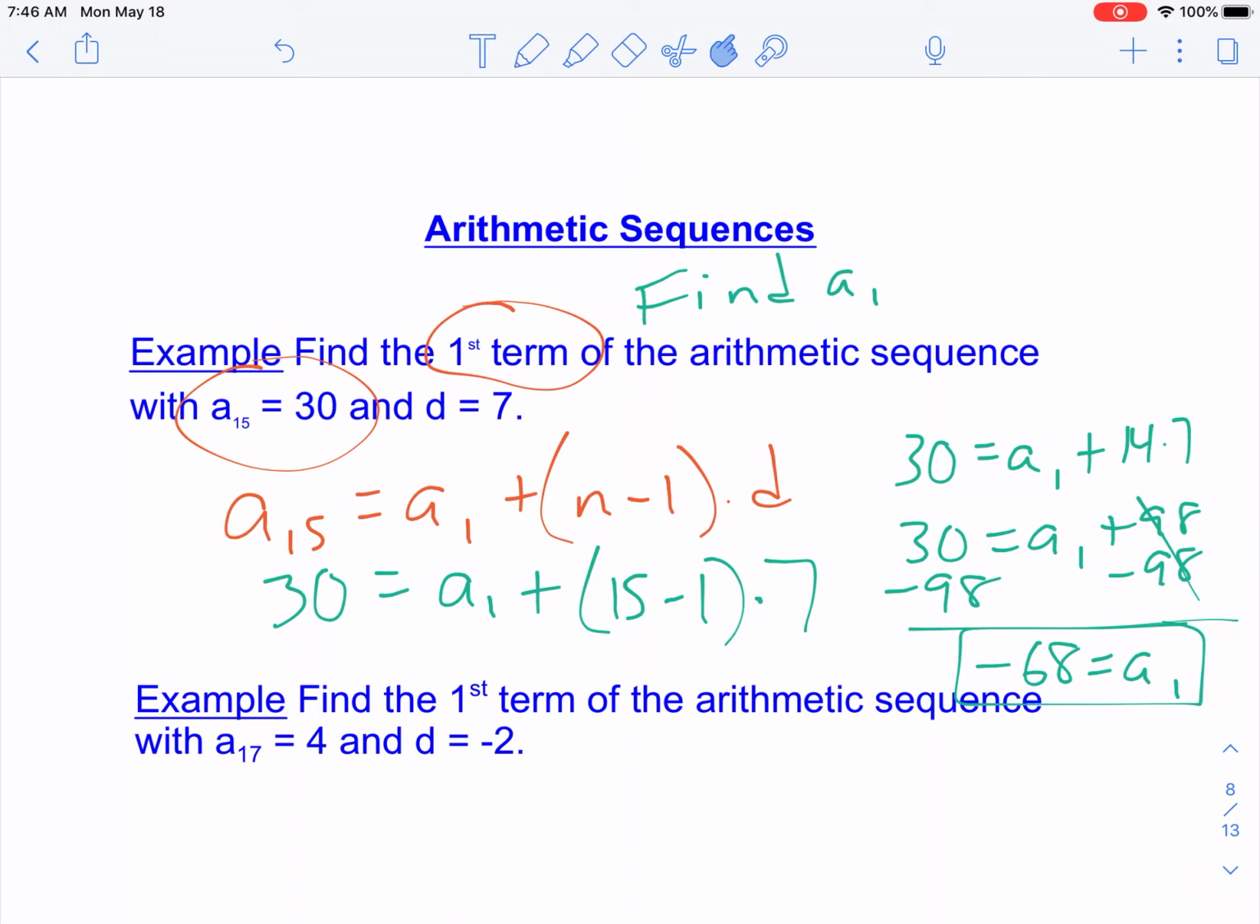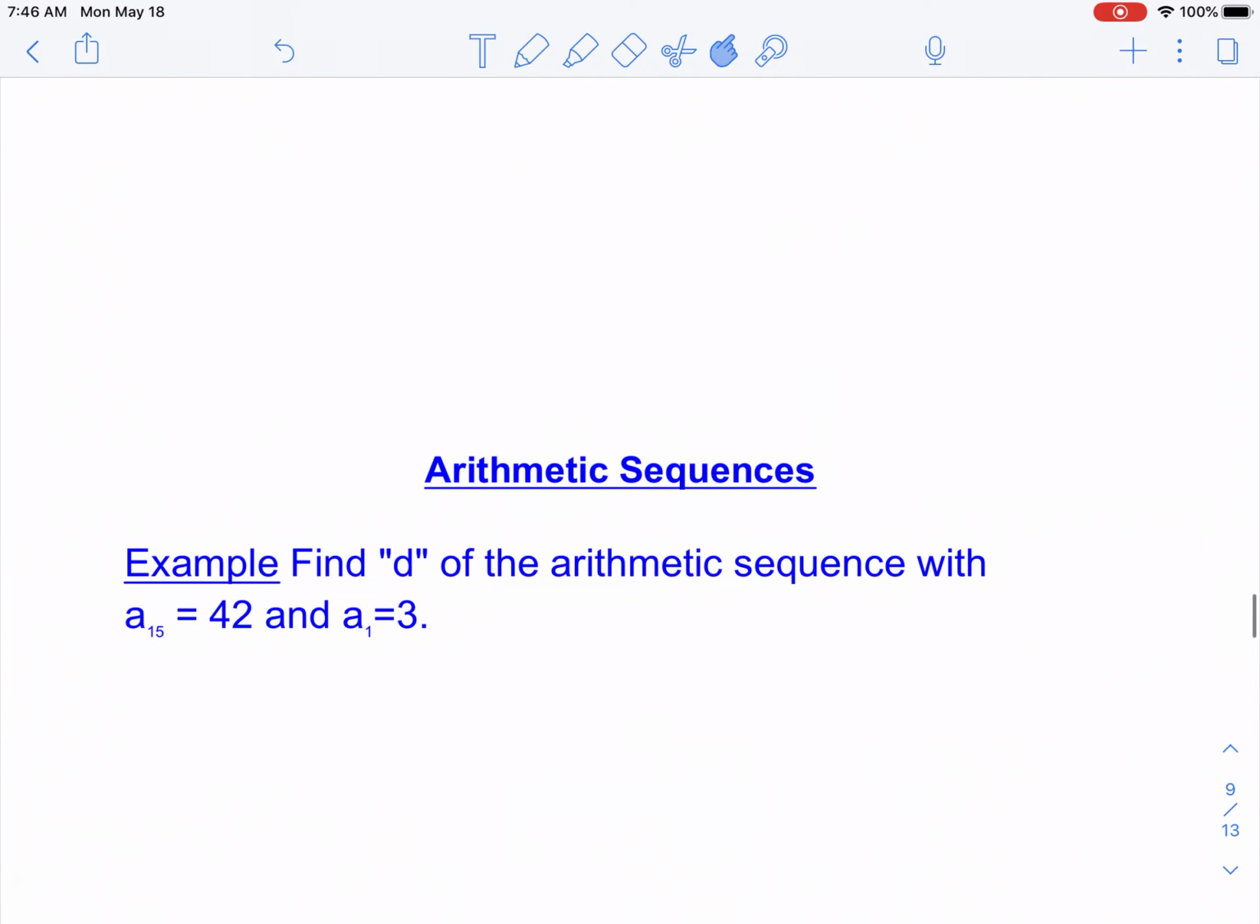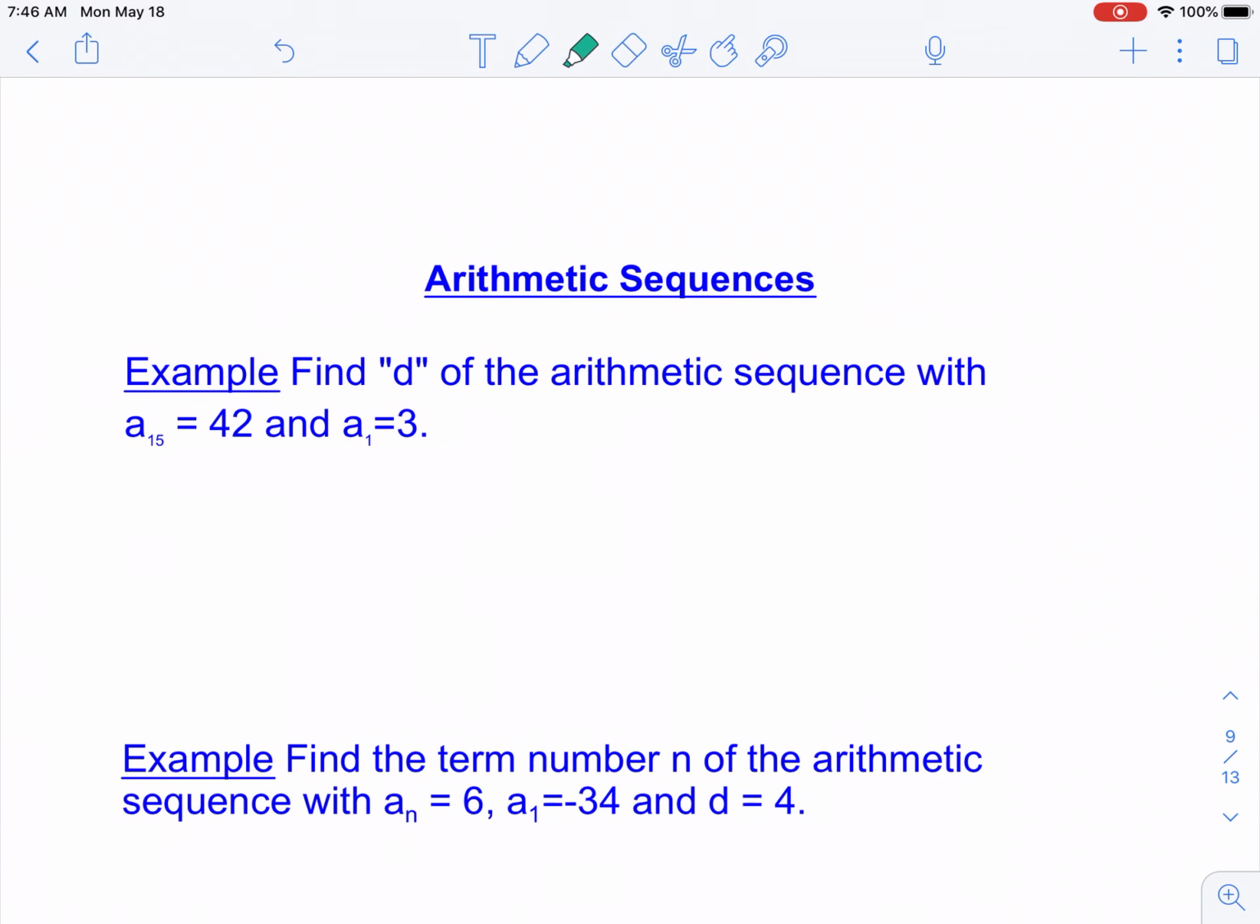Okay, so sometimes you might have to use that equation in other ways. You're not always looking for an. Sometimes you're solving for a1. Sometimes you're solving for n or d, as you'll see in the next slide. Look, this one wants us to solve for d. So that's okay. Just plug everything in into the equation we know.